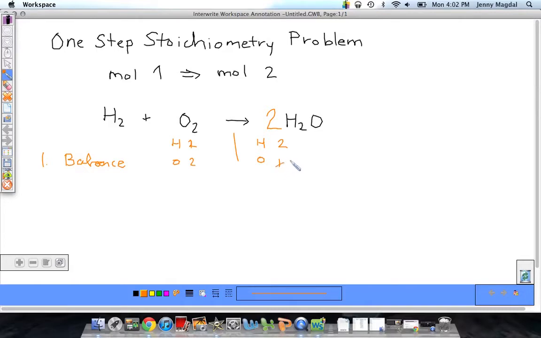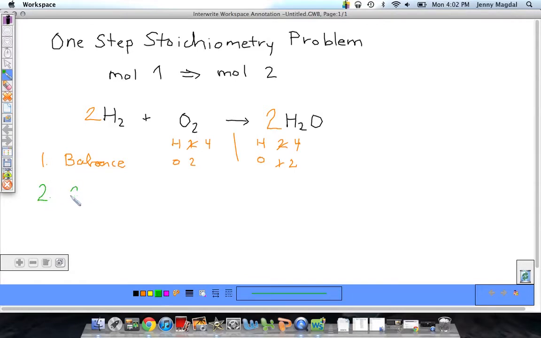That now gives me 2 oxygen, but I now have 4 hydrogen. So I need to put a 2 in front of my H2. Now I have 4 hydrogen, 2 oxygen, 2 oxygen, and I'm balanced. So first step is taken care of. Now I need some sort of problem because I need to know what I have and what I want.